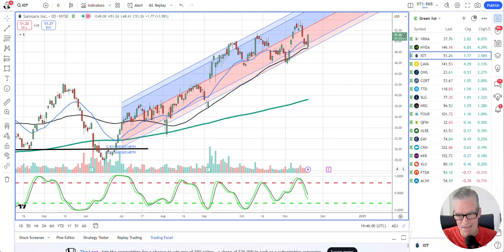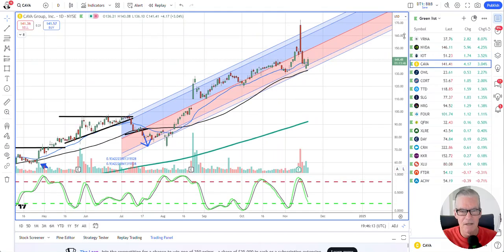IoT, I like this one. Earnings looks like next week or a couple of weeks from now. Big green stick, bullish engulfing off the 50, out of the pink zone. This is a software play. Very good fundamentals, good growth. I like it.